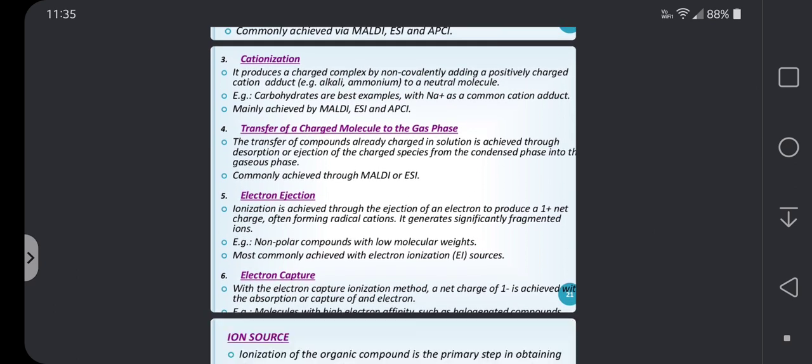The third method is cationization. It produces a charged complex by non-covalently adding a positively charged cation adduct, for example alkali, ammonium, etc. These species are added to a neutral molecule. For example, carbohydrates are the best examples, with Na plus as the common cation adduct.